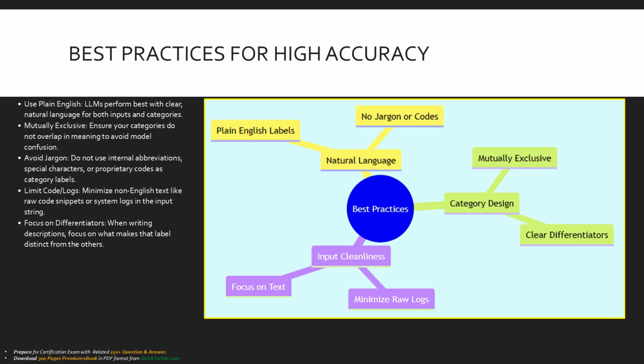Natural language emphasizes plain English and zero jargon. Category design reminds us to keep classes mutually exclusive with clear differentiators. Input cleanliness focuses on passing actual text rather than raw machine logs. Adhering to this map ensures your classification pipelines run with maximum accuracy and reliability.